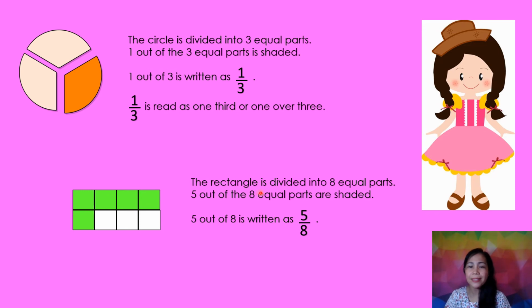How about this rectangle? The rectangle is divided into 8 equal parts. 5 out of the 8 equal parts are shaded. Let's count. 1, 2, 3, 4, 5. So 5 out of 8 is written as 5/8. How will you read it? Alright, 5/8. Good.